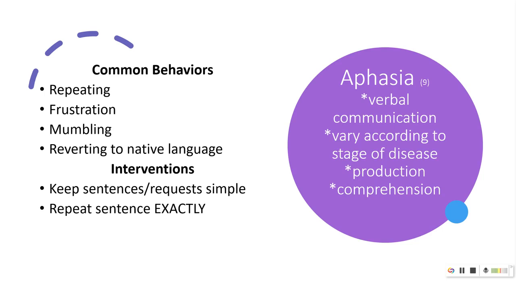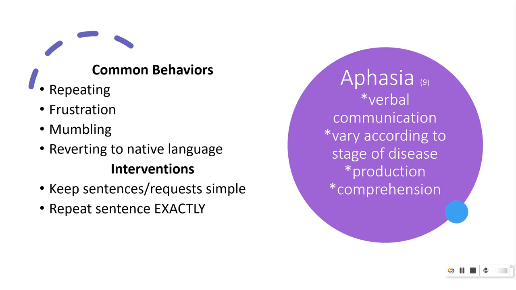Some of the other communication issues can be mumbling. And as the disease progresses, they may not be able to express themselves verbally anymore. So there might be some of that mumbling, some of that groaning. Again, we need to anticipate their needs.